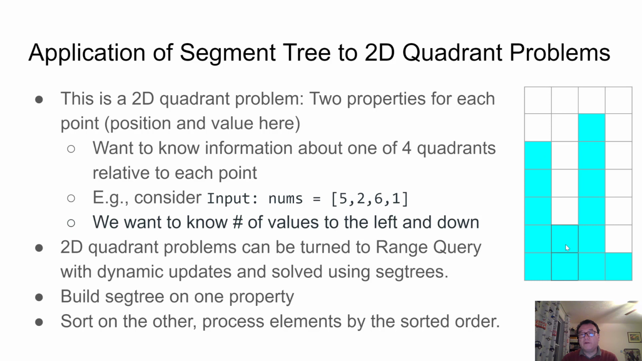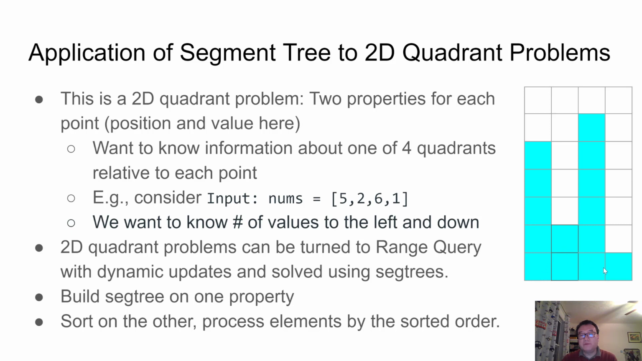So every query is about the quadrant relative to a point, and the point has two properties, and of course these two properties are ordered. That's why we have this concept of quadrant. So when we have this kind of 2D quadrant problem, we can turn that into a range query with dynamic updates, and then we can solve it with the segment tree. The trick is we build the segment tree on one of the properties, and then we sort on the other property. And then we process the elements in sorted order, gradually adding them into the segment tree. For example, for this problem, one way is we build the segment tree based on the array size.